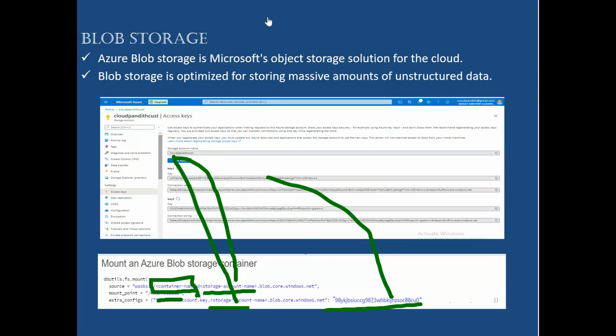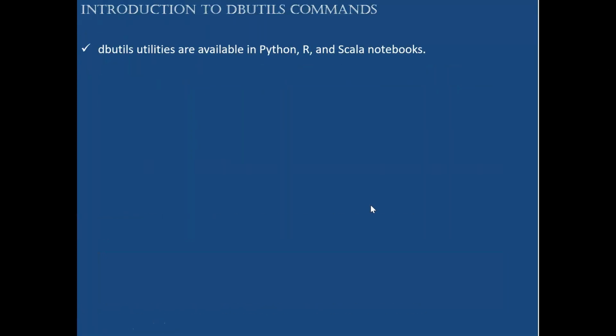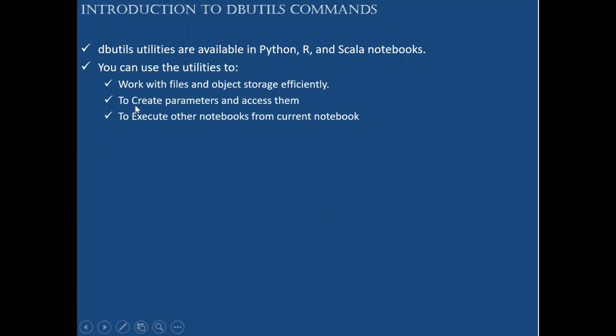Now let's move on to the next slide, introduction to the DB utilities. DB utilities are available in Python or Scala notebooks. You can use the utilities to work with the files and object storage efficiently. These DB utility commands can be used in multiple use cases, but one of the use cases is working with files. You want to copy a file from one folder to another folder. You want to move a file from one folder to another folder. If you want to delete a folder, create a folder, delete a file, create a file, anything, you can use these DB utility commands.